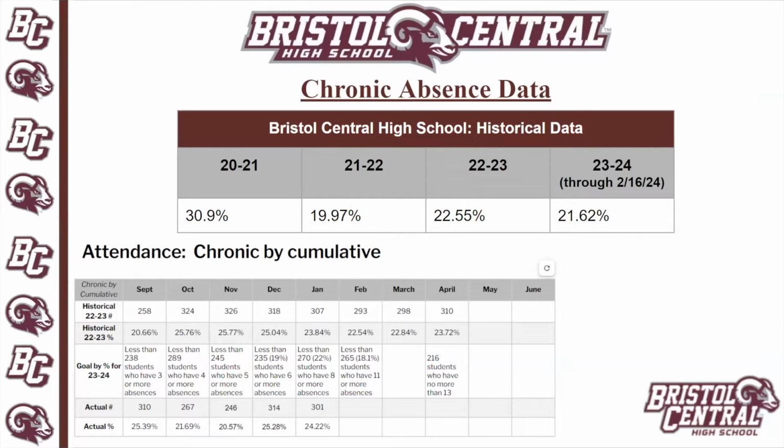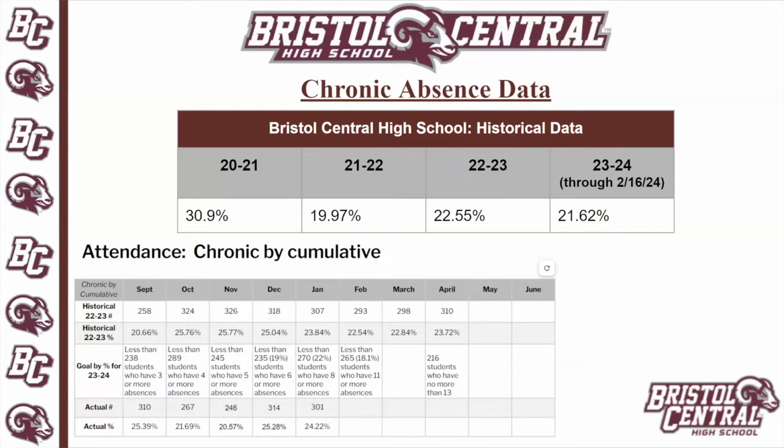I will say in 21, 22, he can speak to this if she would like, but Connecticut did have kind of a funky way of tracking attendance that year. And so that may be one of the reasons why we went so low so quick as well. Last year, 22, 23, we did see ourselves go up a little bit, which I think is misleading.